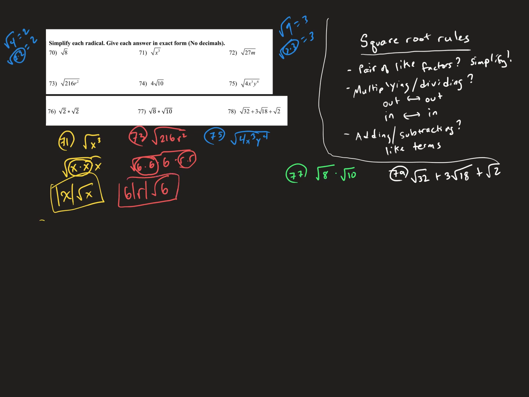75, similarly done. I've got a 4 there, which is 2 and 2. I've got x cubed, so there are 3 x's. y to the 4th, which is 4 y's. And again, you could do this in your head. I'm just doing it to show how the process goes.